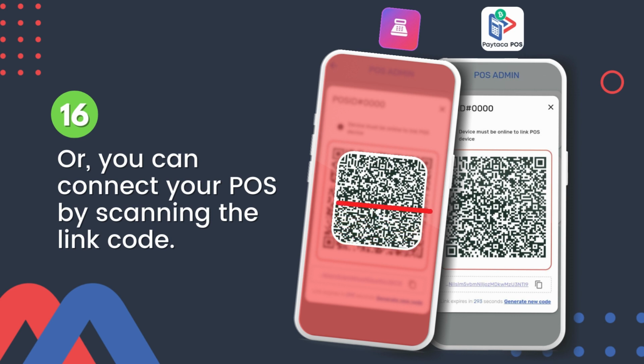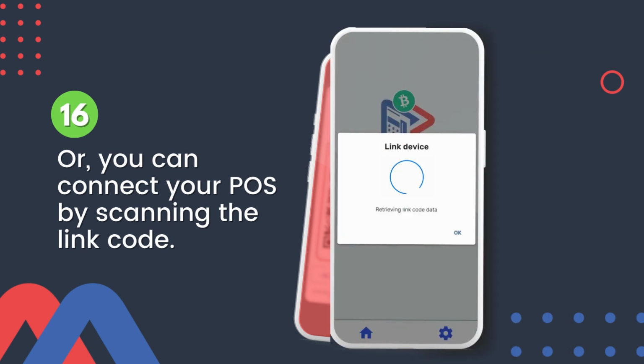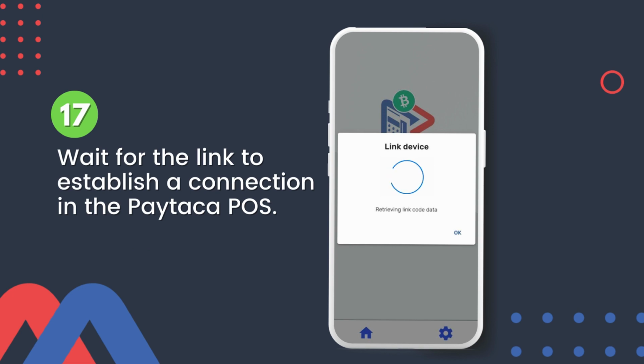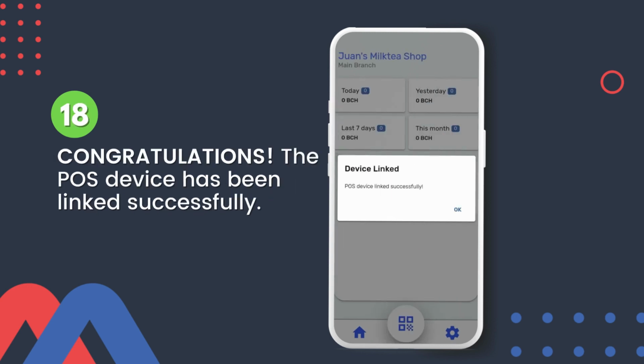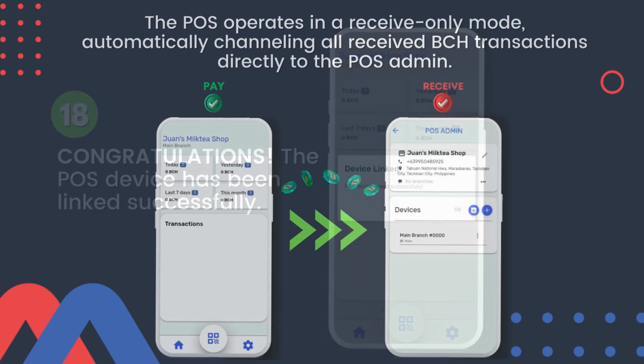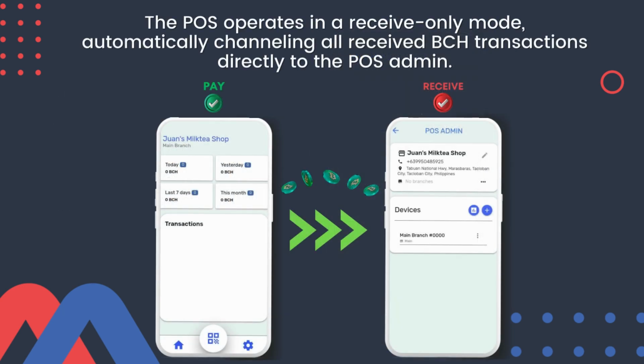Alternatively, you can also connect your POS by simply scanning the link code. Now please be patient and wait for the link to establish a connection in the Paytaca POS. Congratulations! The POS device has been successfully linked. The POS operates in a receive-only mode, smoothly channeling all received BCH transactions directly to the POS admin.